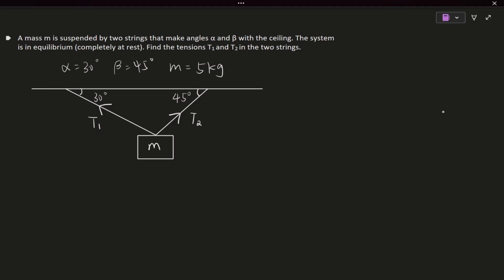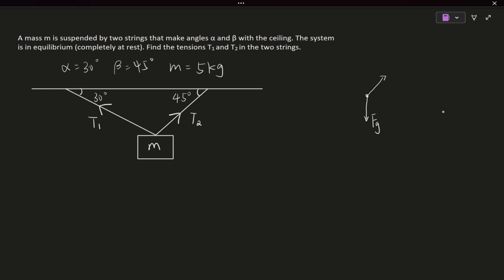A mass m is suspended by two strings that make angles alpha and beta with a ceiling. The system is in equilibrium, which means they're completely at rest. Find the tensions T1 and T2 in the two strings. First, let's draw a free body diagram. There's obviously a gravitational force that acts on it, which is Fg. And both T1 and T2 act on it.